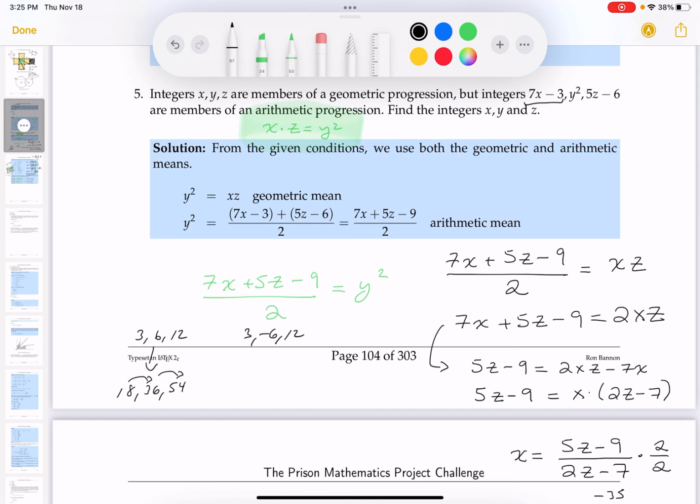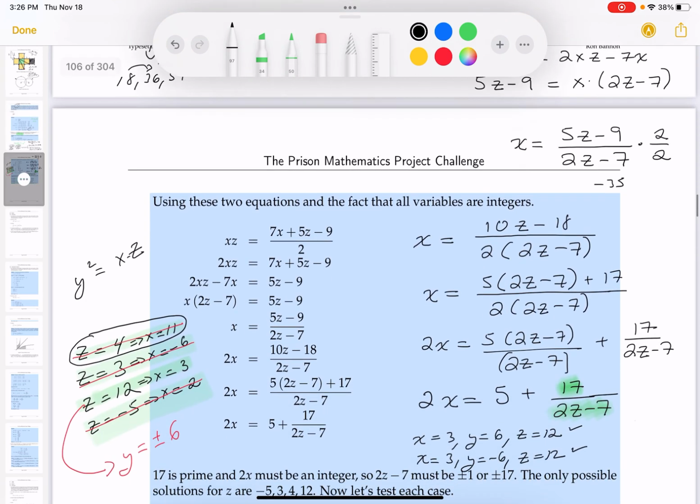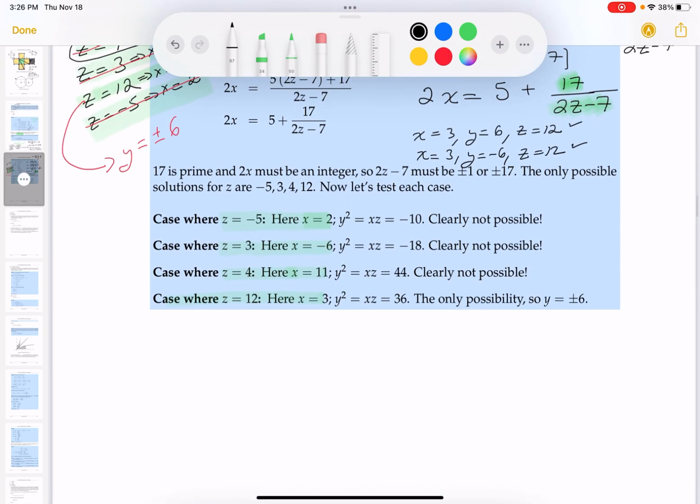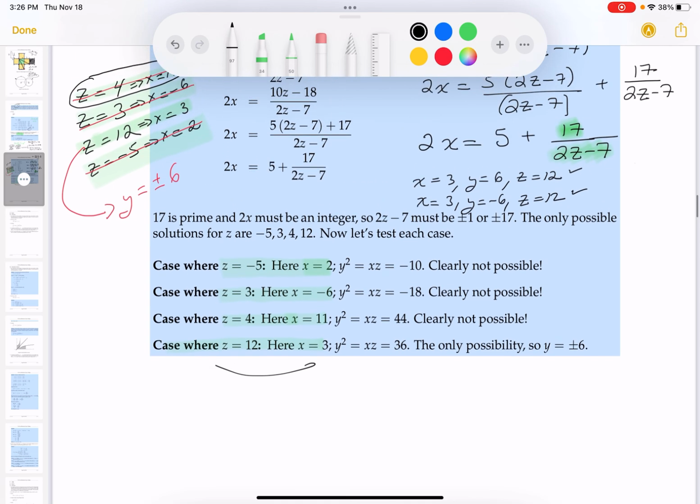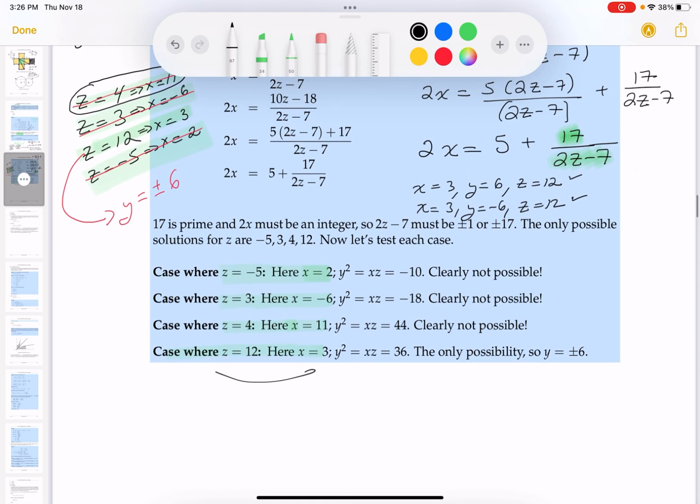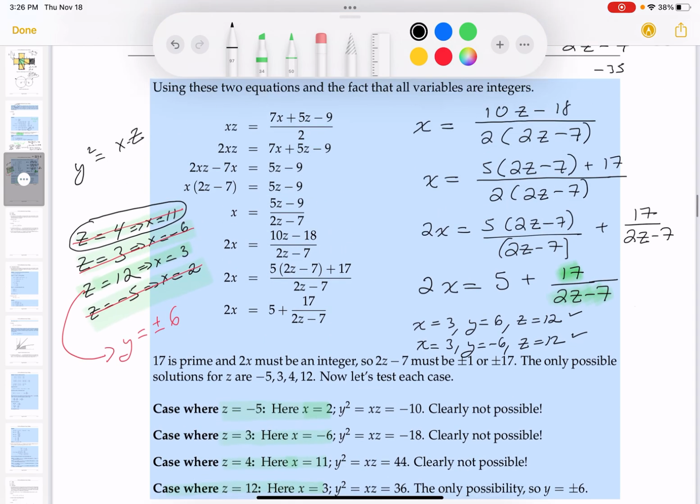Okay, let's do this one over here. What do you get? Let's write this down. 7x minus 3. Well, it's really the same thing, 18. What's the second one? 36. What's the third one? 54. Both of these work. All right? So what was our question? Find the integers x, y, and z. We found them. So let's go back over here and make sure we did that. And it's written over here. We got z is 12, x is 3, and y is plus or minus 6. So I get the answer with that.